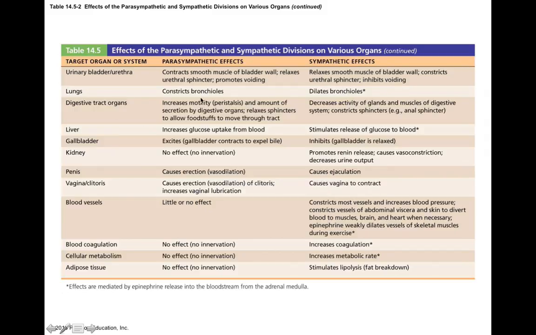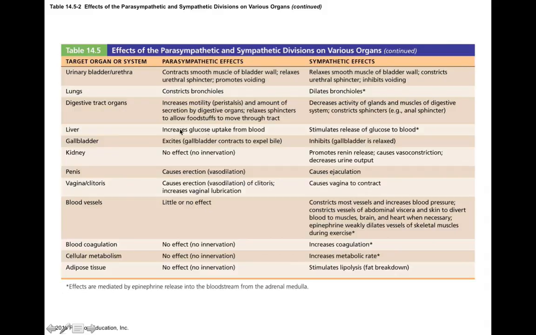On your lungs, the parasympathetic nervous system causes bronchoconstriction to limit airflow, and your sympathetic nervous system causes bronchodilation to increase airflow. On your digestive tract, your parasympathetic nervous system increases peristalsis, or smooth muscle contractions. It relaxes sphincters to allow digestive contents to move through the tract. And your sympathetic nervous system is the opposite here, where you can decrease the activity of glands and muscles of your digestive system and constrict sphincters to prevent the movement of materials in your digestive tract.